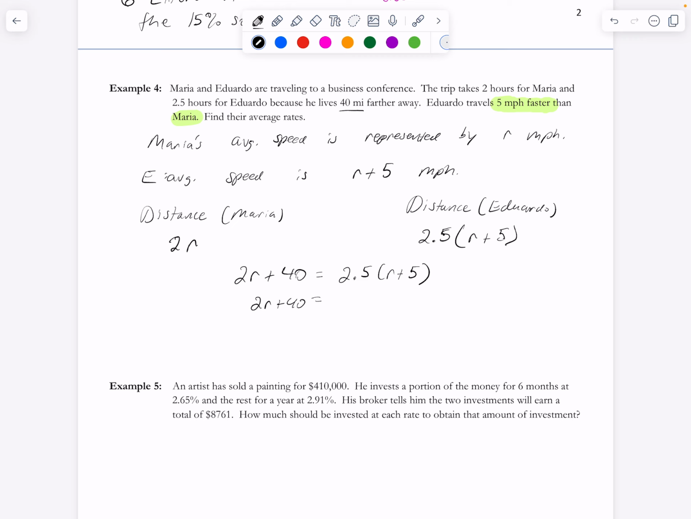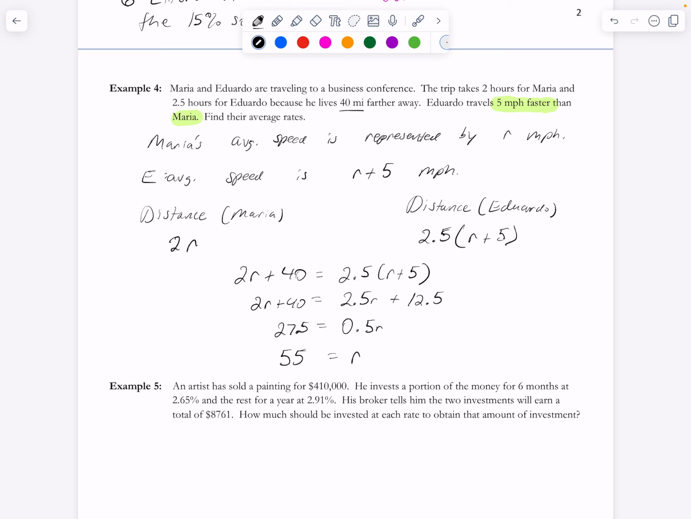On the right side, you get 2.5 times R plus, that's going to be, I think, 12.5. I believe that's right. Yes, it is. Go ahead and move the 2R over to get 0.5R. Move the 12.5 over to get, what is that? It's going to be 27.5, I believe. And when you do 27.5 divided by 0.5, you're really multiplying by 2. So 27.5 times 2 is going to give us 55.